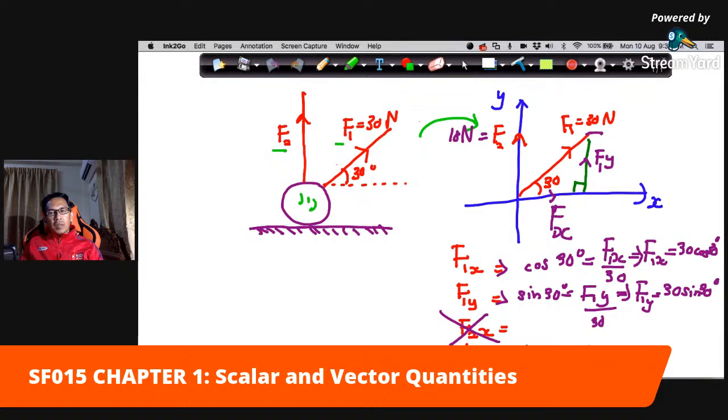Okay, so F1Y kamu kira dekat sini berapa? 30 sin 30. Sin 30 is a half, so this is 15 Newton. Boleh gunakan kalkulator ya. F1X berapa? Cos 30 berapa? Jadi kamu kira lah sini berapa? So from the two forces here, F1 and F2, you can find the value of the F1X, F1Y, F2Y. Right? So this is the process resolving vector.